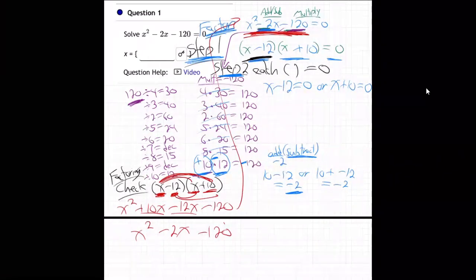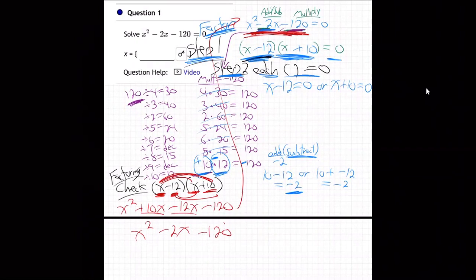Step 1 is to factor with the parentheses, like we did right here. Step 2 is each parenthesis equals 0 separately. Now, why can we do that logically? Why is that true? Again, I want to give you the reason so it'll stick with you better. That's because two things are multiplying to equal 0, so either one can be 0.